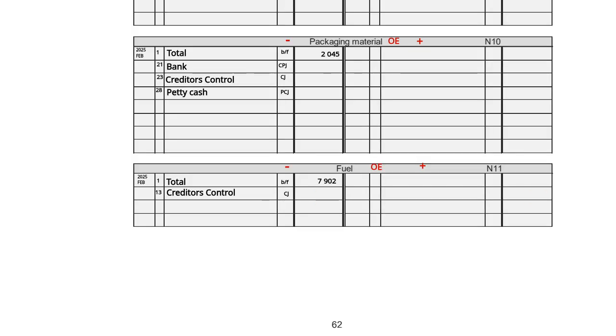Packing material is our next ledger account. It's an owner's equity expense account minus plus. We already have our opening total brought forward of 2045. Then if you go to your CPJ journal, our total was 349 for packing material. If you go to your creditors journal, our total for packing material was 554. Again, it didn't have a total column. It was an entry in the sundries account, so then you use the specific date of the 23rd.